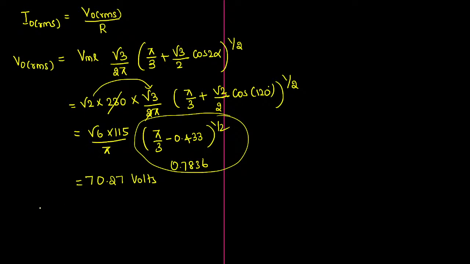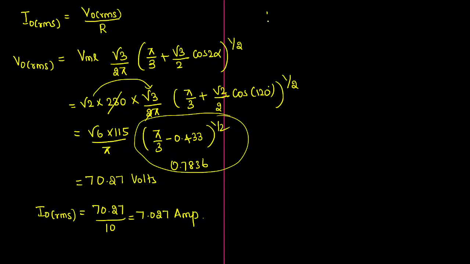The question is, what? Output RMS current. So the expected value of output RMS current is going to be output RMS voltage upon resistor value, which is 10, I hope. So it will be 7.027 ampere.